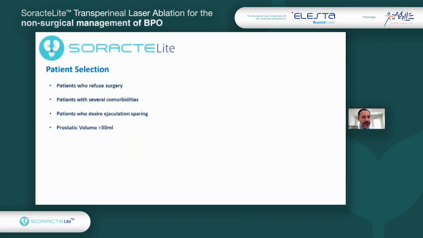What we already know is that we can treat patients who refuse surgery, or patients we cannot operate on because of a lot of comorbidities. So we can use this treatment for all the patients who desire to spare ejaculation. And one of the critical points is that we can treat only prostates which have more than 30 milliliters in volume. And this is for a technical point of view that I'll show you later on.